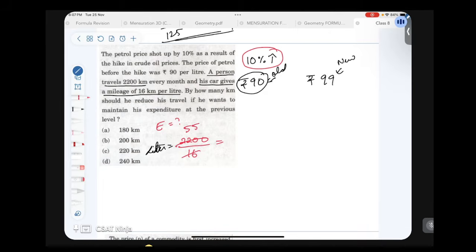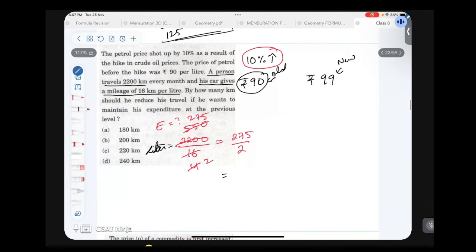4 5s are 20, 0, 4 4s are 16, 2 and 2 2s are 4, 2 7s are 14, 2 2s are 4, 2 7s are 14, and 2 5s are 10. Okay, we are getting 275 divided by 2. If you want to get the accurate value, we can also divide this further.